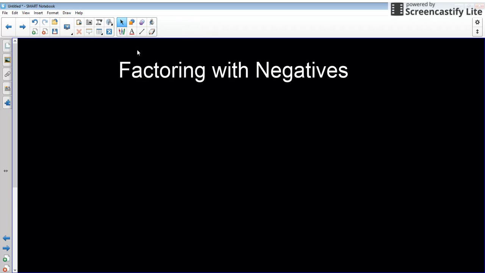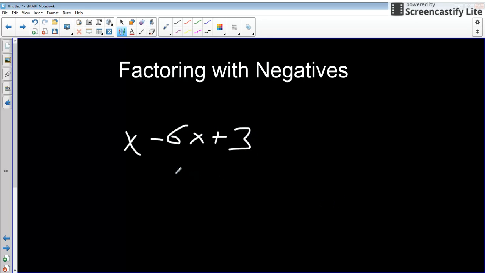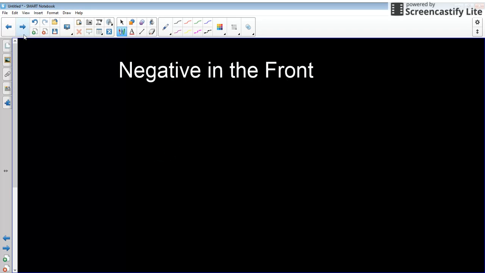So the first thing I want to show you is that there are 2 different types of factoring problem. The first problem is, well, we have a factor like this one, and where is the negative sign? It's in the front. And so we're going to practice with factoring a negative sign in the front. And so here's a basic problem.